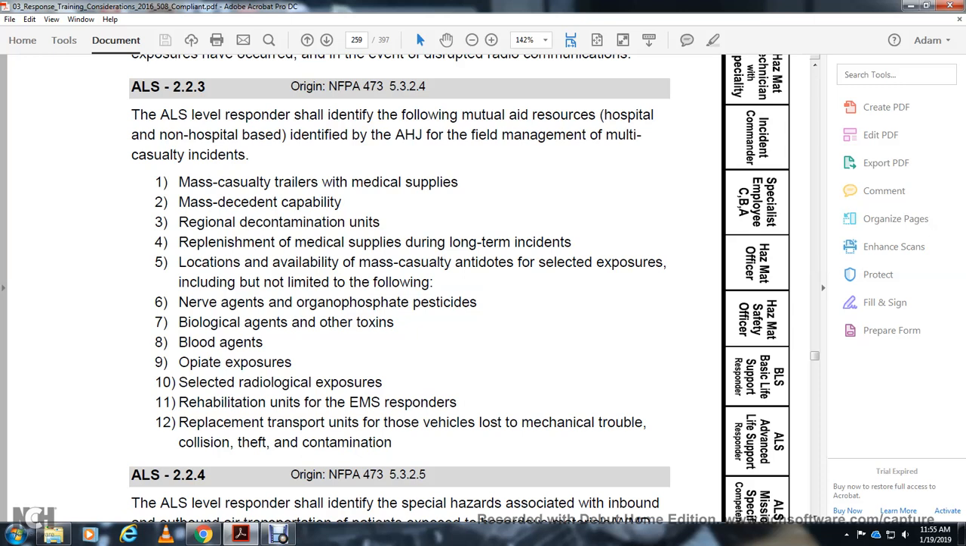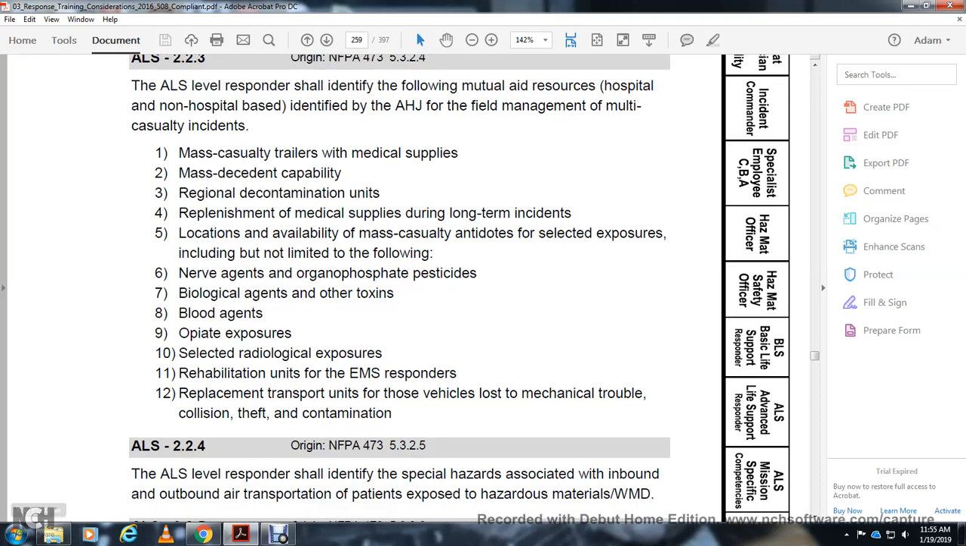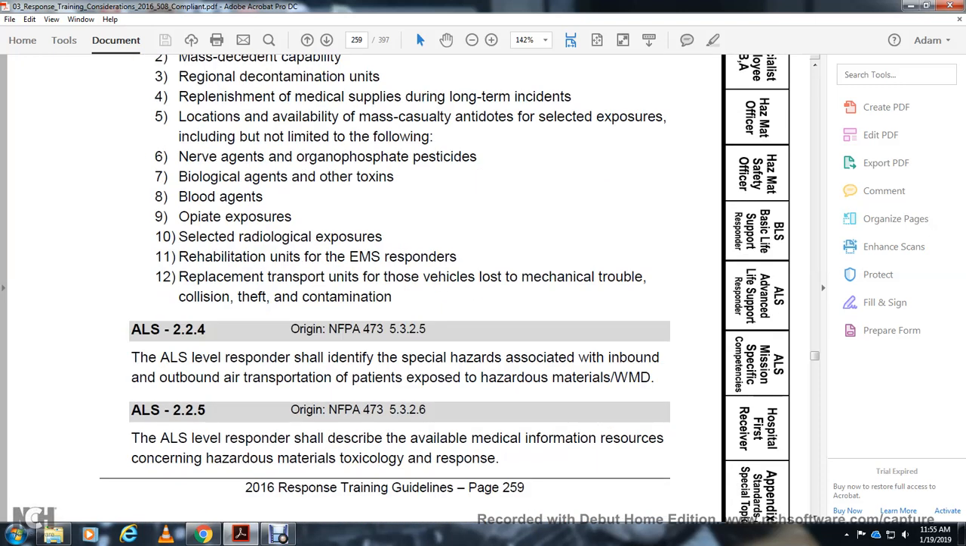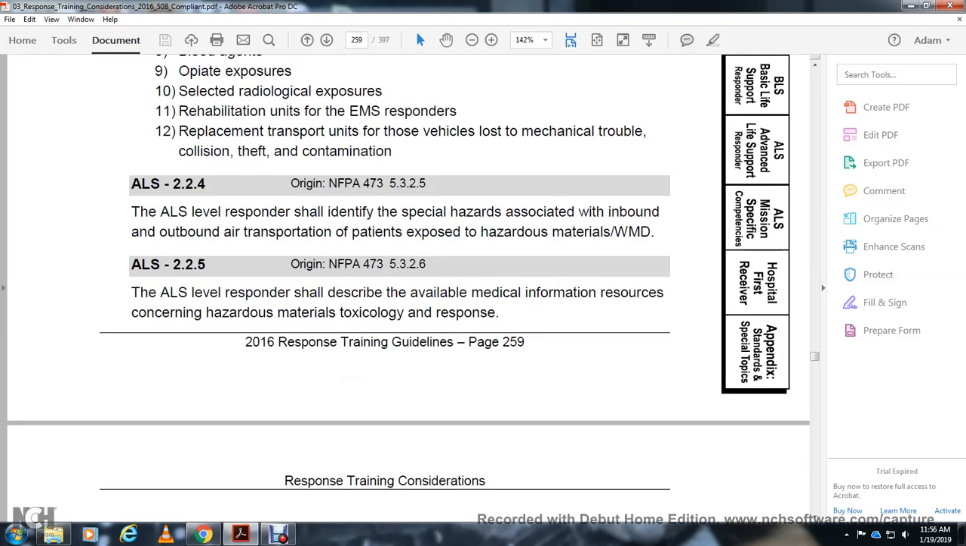Rehabilitation unit for the emergency medical service responders, relay for the transport of the vehicle lost due to mechanical trouble, collision, or contamination. Advanced life support level of responders should identify the special considerations associated with inbound and outbound air transportation of patients exposed with the hazmat weapon of mass destruction material. Advanced life support level of response should describe the available medical information resources concerning the hazmat material toxicological response.